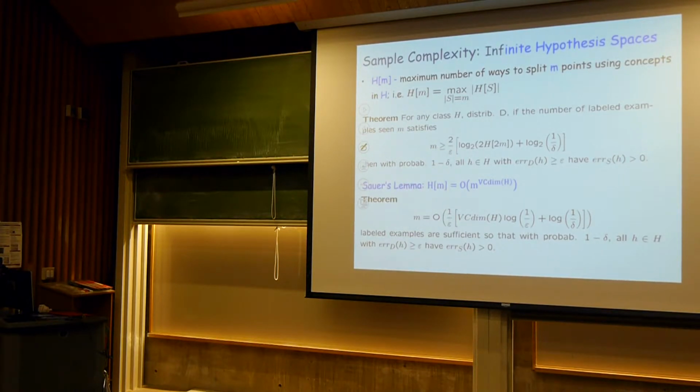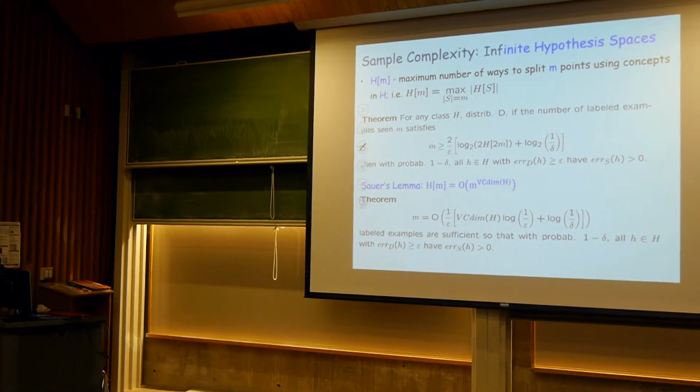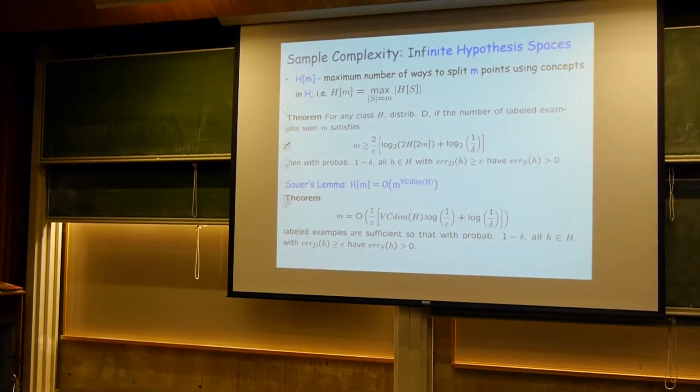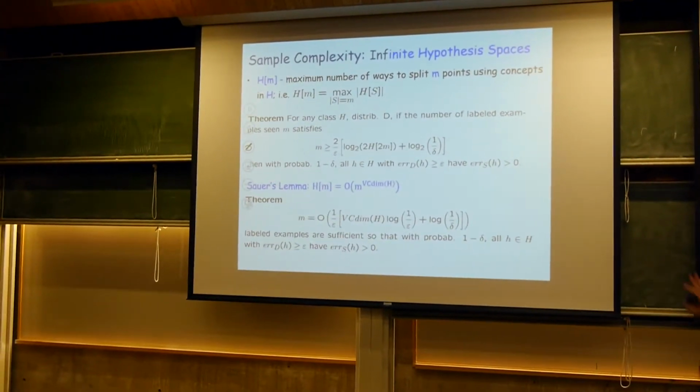Okay, so we can get a bound that looks very similar to the one that we have for the finite case, where instead of having log size of H, we're now going to have this VC dimension of H. That's just the high-level picture. Now I'm going to go through the concept in detail. I'm not going to go through the proofs because they are really interesting, but it would take me a few lectures to present them.